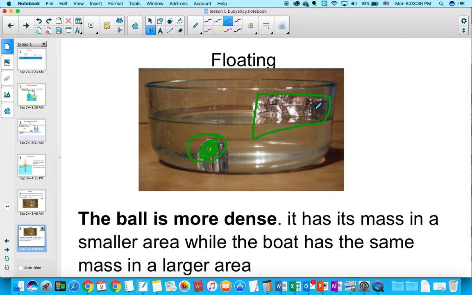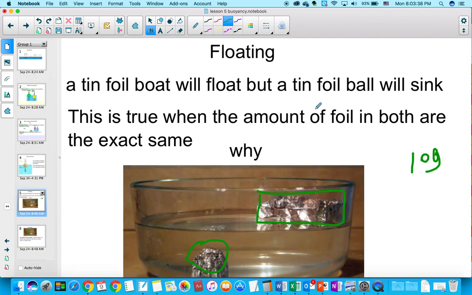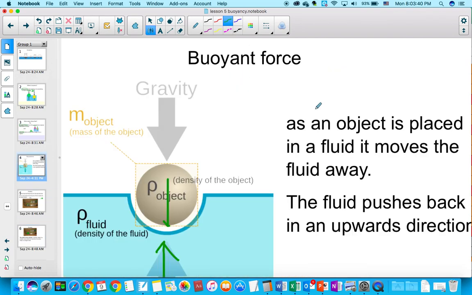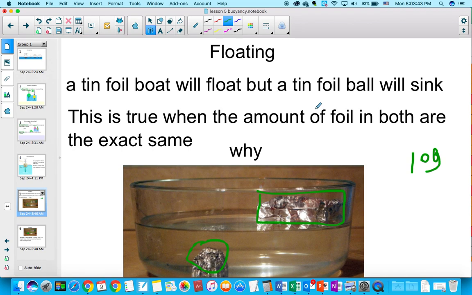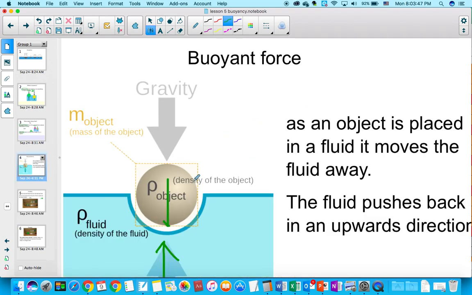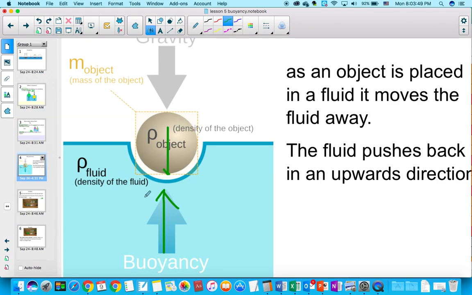Well, that doesn't really satisfy our previous discussion about buoyant force and floating, right? So we explained that buoyant force is created when an object is put in a fluid, and that fluid pushes back, right?